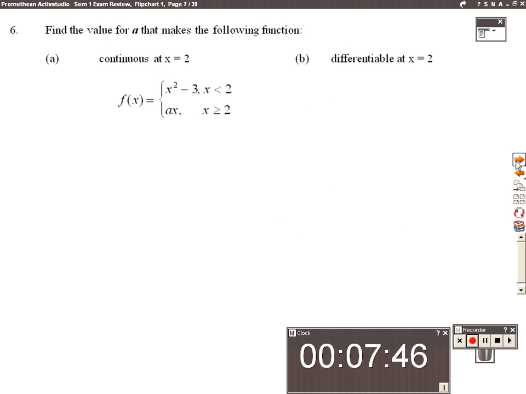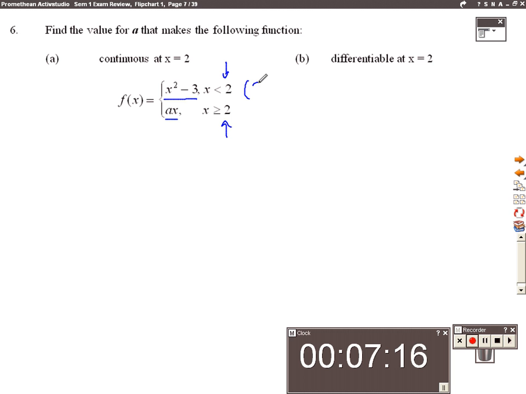Problem number 6, this is one of our classic problems. We've done this problem a million times. We are trying to force this piecewise function to be continuous. So in other words, we need to make sure, because for a piecewise function, this value of 2 is the value that we're concerned about. We know that a parabola all by itself is continuous everywhere. We know that a line is all by itself continuous everywhere. So the only value we're concerned about is 2.